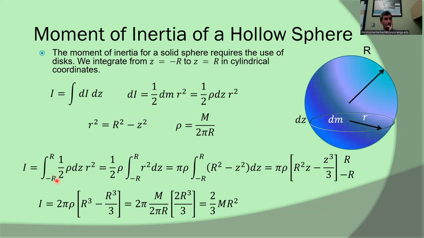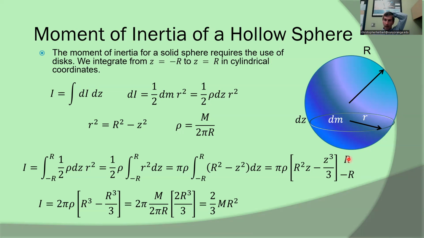So we're going to go from negative R to R in the z direction, 1/2 rho dz, rho squared. Rho comes out in front. I integrate r squared, but of course, that's capital R squared minus z squared. That gives me 2 elements to the integral. The integral of r squared becomes r squared z. The integral of z squared becomes z cubed over 3. So I have R cubed minus R cubed over 3. The factor of 2 comes from the fact that I'm going from the bottom to the top.